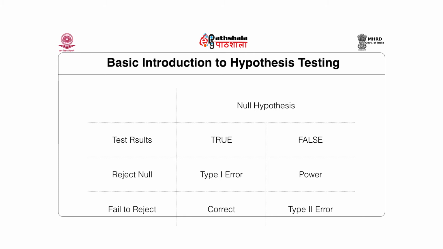I can make another error, and I have noted this in the lower right quadrant, and that is, in my tests, I have failed to reject the null hypothesis, but actually the null hypothesis is not correct. Again, I have committed an error, and this error is known as type 2 error.